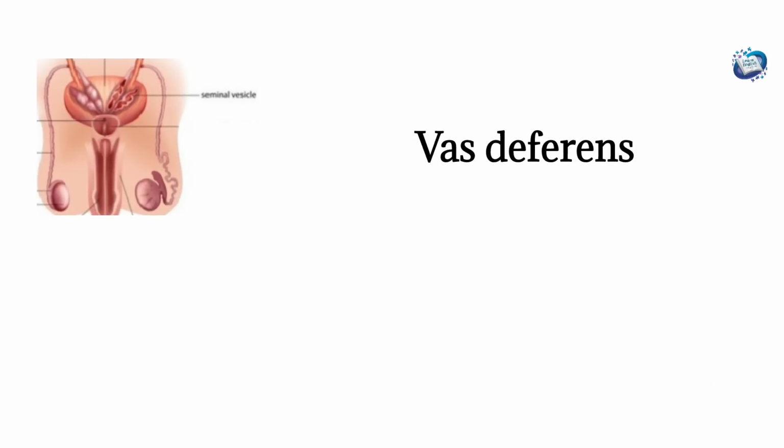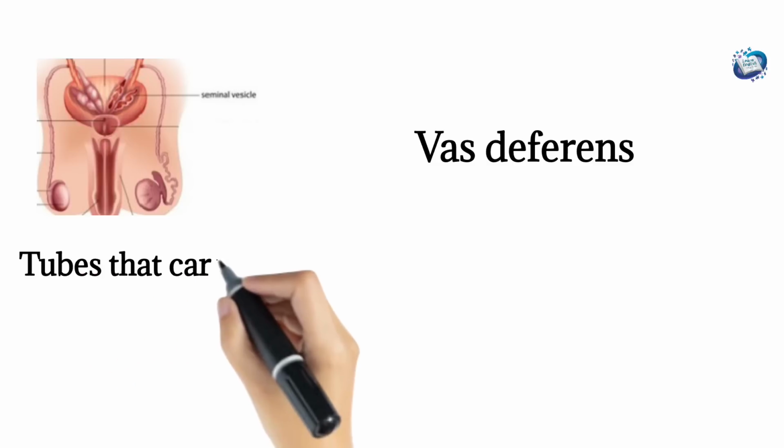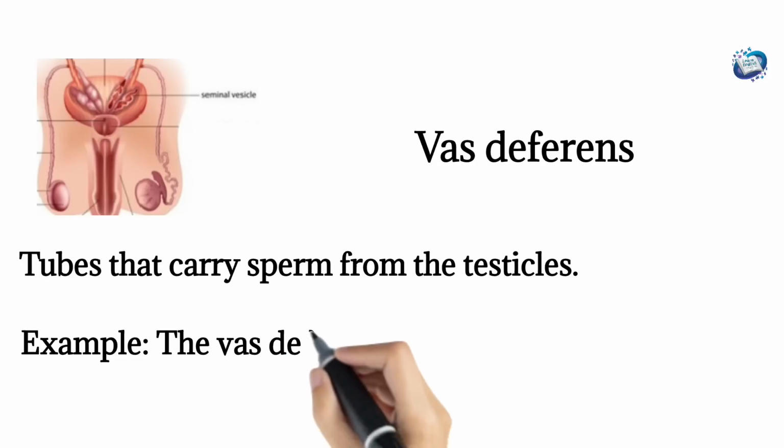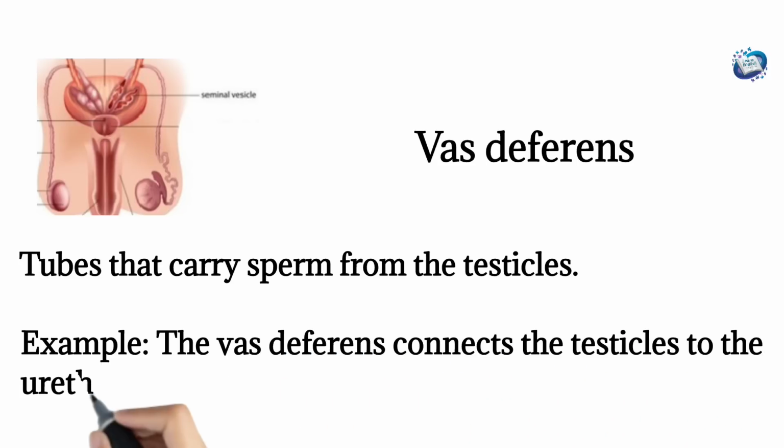Vas deferens. Tubes that carry sperm from the testicles. Example: the vas deferens connects the testicles to the urethra.